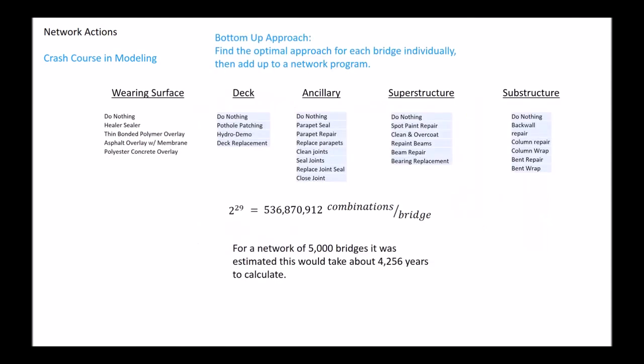The fundamental challenge with the bottom-up approach is the number of possible combinations of actions. In this case, I listed out the common work items that UDOT would normally perform. As you can see, the bridges would be gone long before I could arrive at my best answer, or the best possible solution for my network, unless I was willing to use a supercomputer or make certain basic assumptions. Because at 4,000 years, there's too many combinations to consider all of them equally.